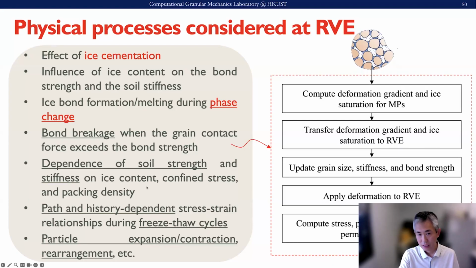decreased. Okay, and also the soil strength and stiffness will depend on the ice content, confining pressure, and packing density. And also we respect the path and history dependent stress-strain relationship during these freeze and thaw cycles here, right? Particles themselves can expand and contract and rearrange, as we showed before.